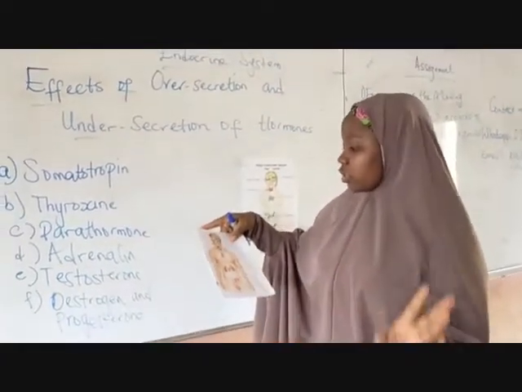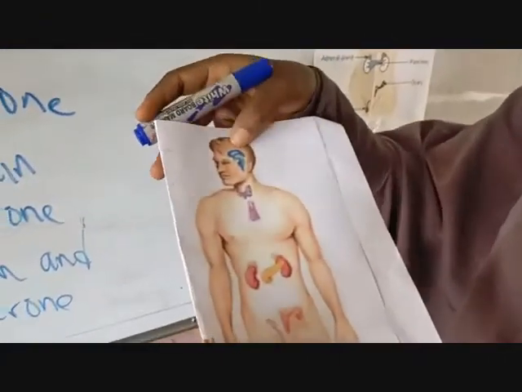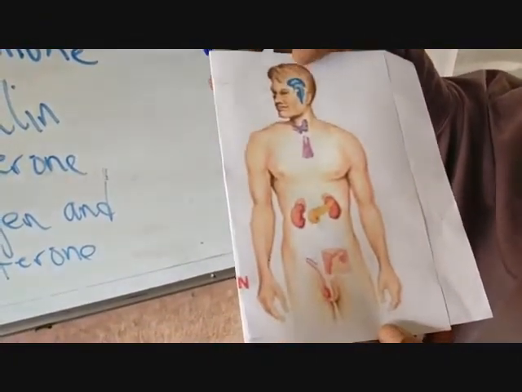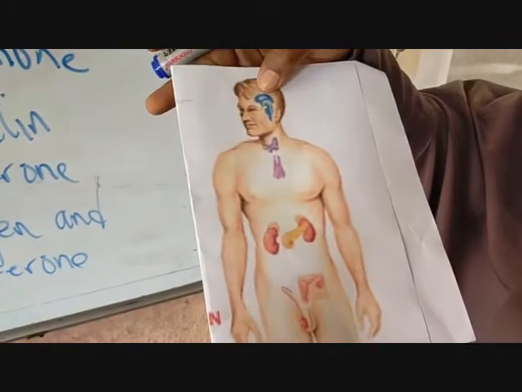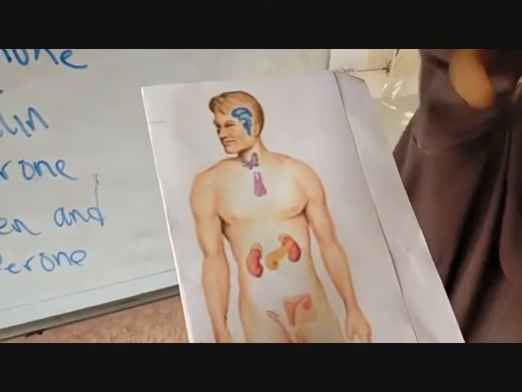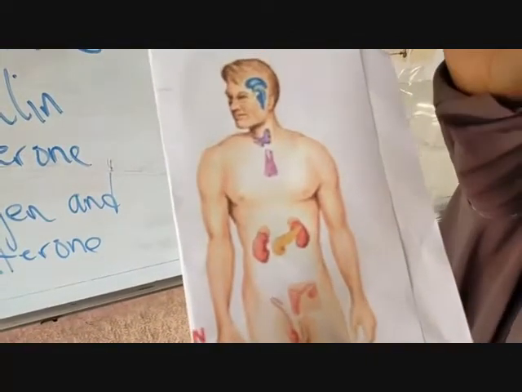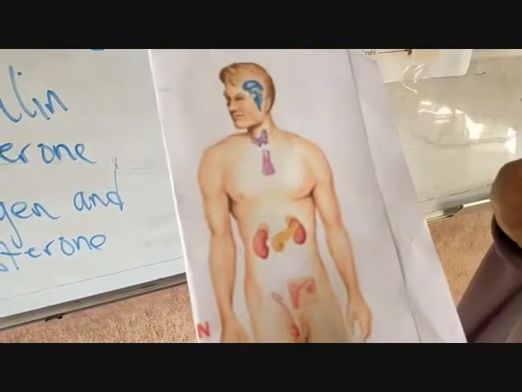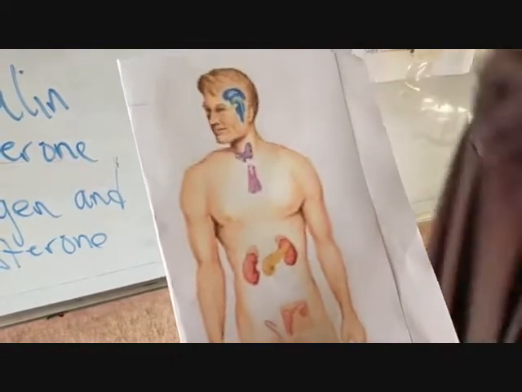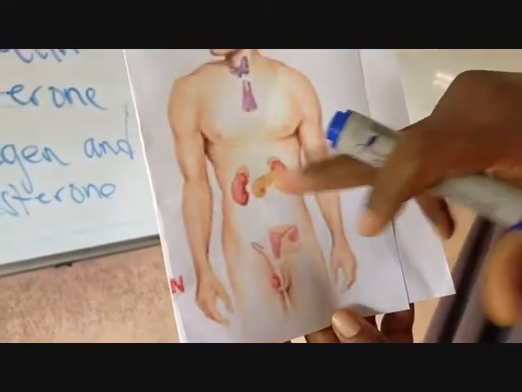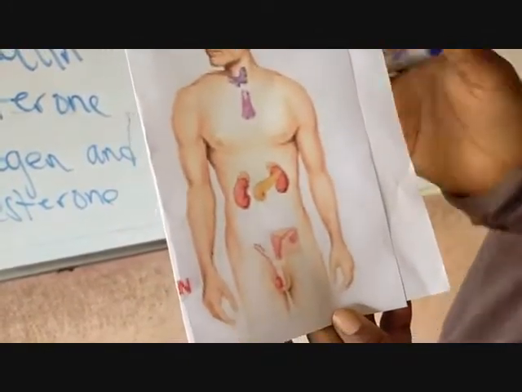I'm going to use this picture now. Let's see if we can remember the names. Which gland is here? We have the pituitary gland, which is the master gland, and we call it the master gland because it regulates the activities of other hormones in the body. Next, in the neck region, we have the thyroid gland. Then we have the thymus, a bit in the upper chest region. Then in our lower abdomen, just on top of the two kidneys, we have the adrenal gland.